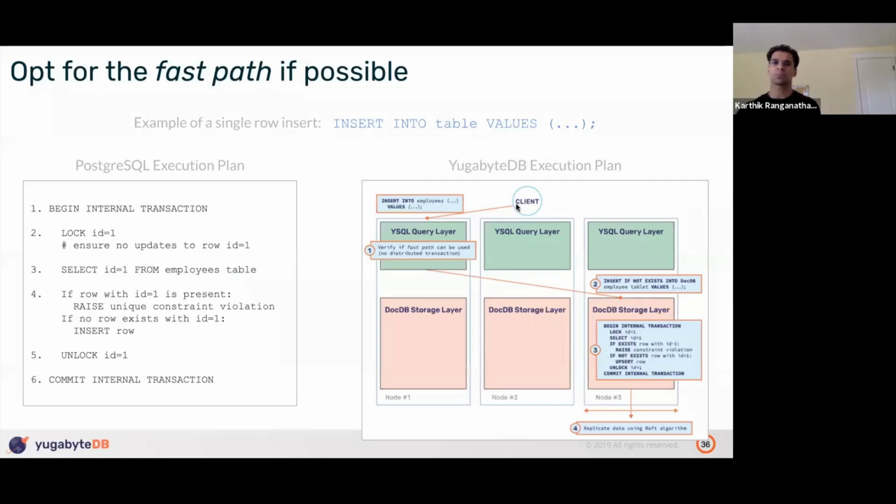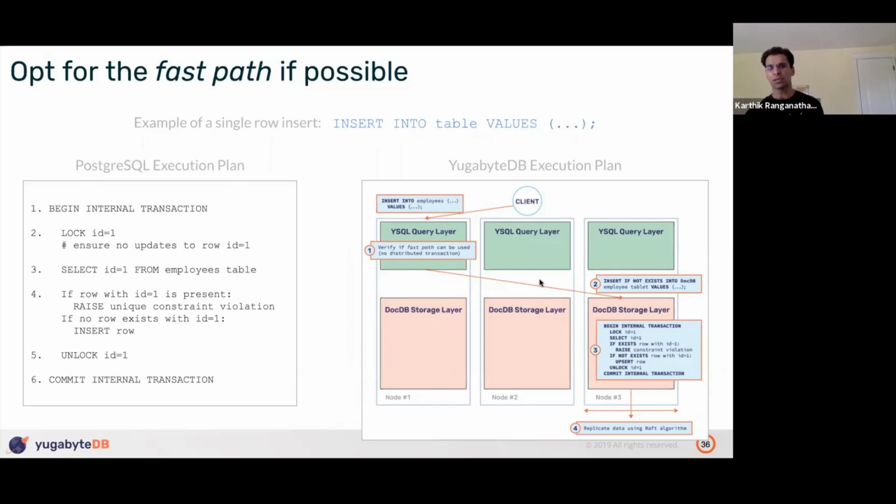So the Yugabyte execution plan is as follows. You do this insert, and it's going to verify if you can use the fast path, because there are sometimes where the table could have a foreign key constraint, it could have a variety of triggers, it could have a bunch of stuff, right? So even if it's a simple insert, you've got to do some checking to make sure it's possible.